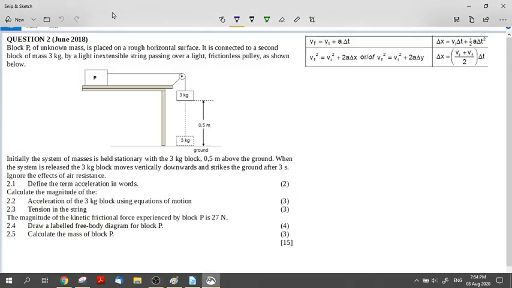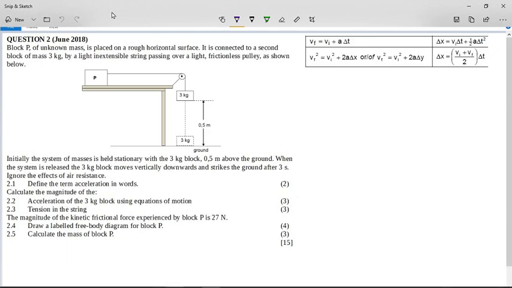Okay, let's look at this question from the grade 12 physical science paper, June 2018. It says block P of unknown mass, here's block P, is placed on a rough horizontal surface. It is connected to a second block of mass 3 kilograms by a light inextensible string passing over a light frictionless pulley as shown below. Initially, the system of masses is held stationary with the 3 kilogram block half a meter above the ground. When the system is released, the 3 kilogram block moves vertically downwards and strikes the ground after 3 seconds.